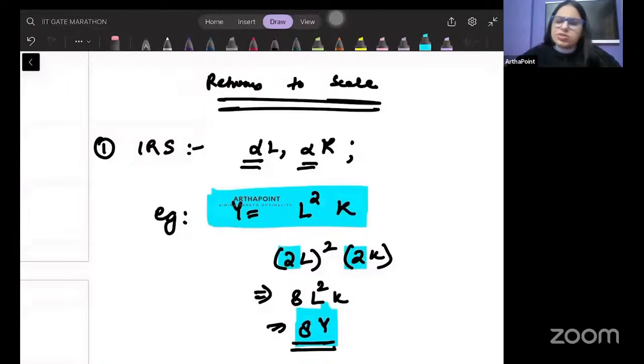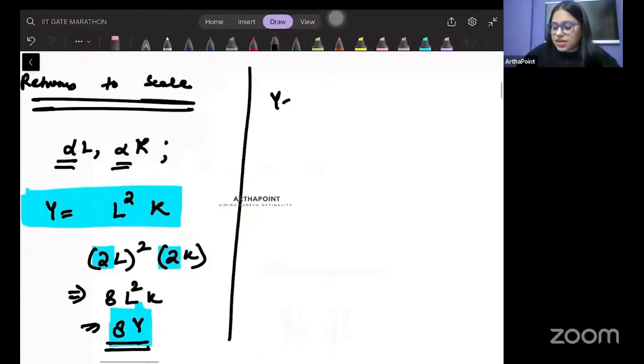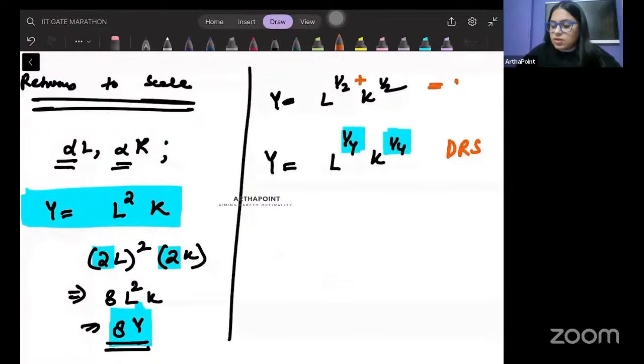Similarly, we are clear with constant returns to scale and decreasing returns as well. So constant returns to scale will look something like this: Y is equal to L to the power half, K to the power half. And decreasing will look like this: L to the power 1 by 4, K to the power 1 by 4. You can also see by adding the powers. The sum of the powers is less than 1, so this is decreasing returns to scale. Equal to 1, constant returns to scale. Greater than 1, increasing returns to scale.